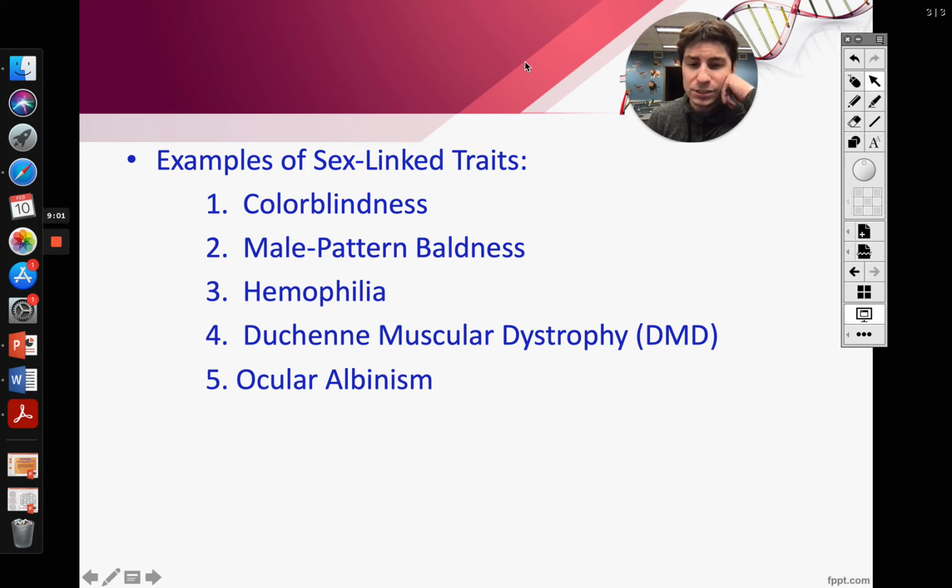Four, muscular dystrophy. Your muscles start to atrophy. You have a very low life expectancy. And the last one, I've had students with this in the past. It's called ocular albinism. Your eyes kind of don't focus real well, and it is almost like your eyes have the albino condition to them. But it's just one other trait.